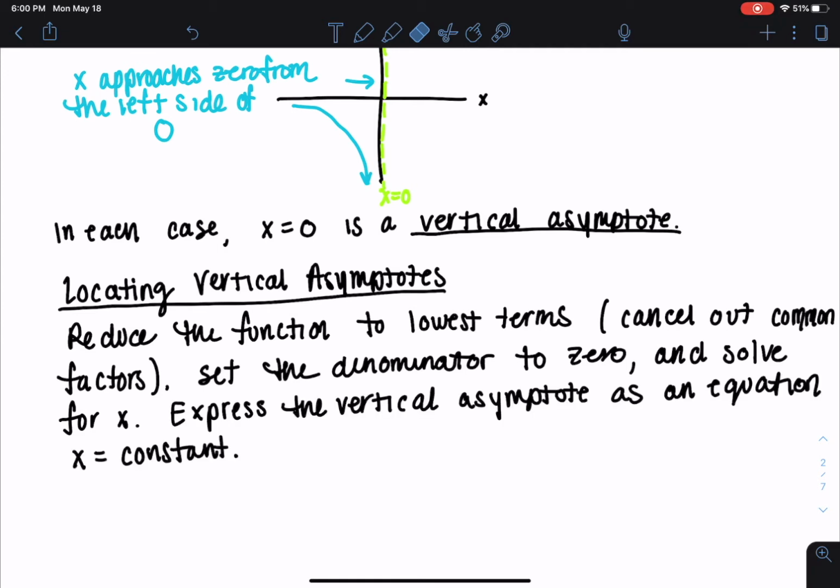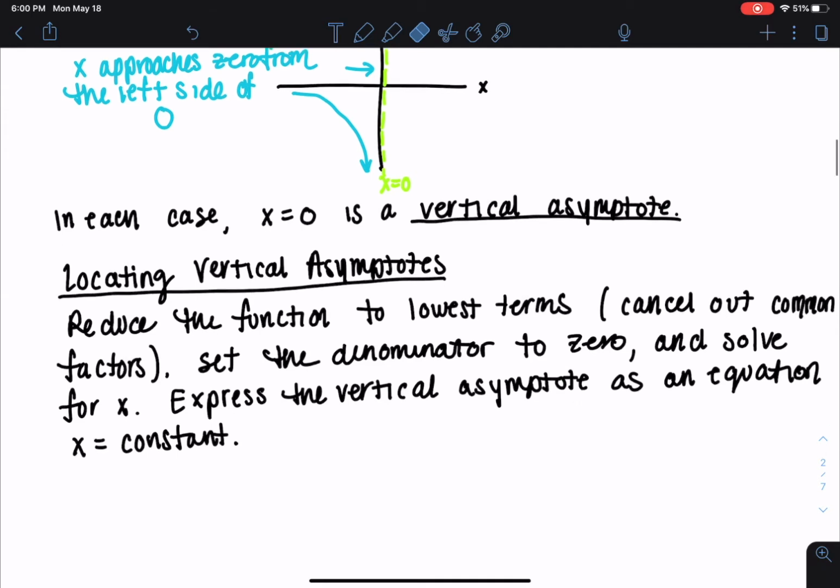Then those will be where our vertical asymptotes will occur. Now the thing is, an asymptote is an equation of a line. So you've got to express the vertical asymptotes as the equation x equals some number.